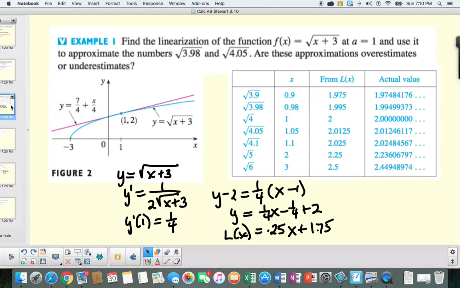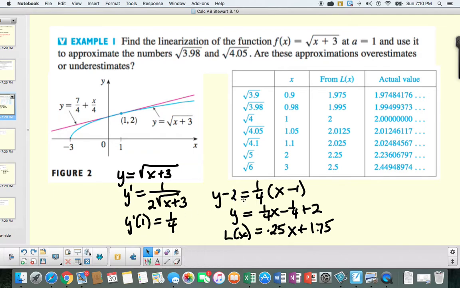Okay, let's find the linearization of the function at a equal to 1 and use it to approximate these different values. So let's take the function, which is y is equal to root x plus 3, take its derivative, which is this, and then evaluate it at 1, and this will be the slope of the tangent line.